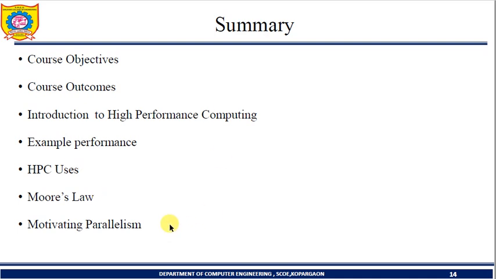And lastly, we have discussed the motivation for parallelism. What is the motivation for parallelism? There are three motivations we have discussed: the computational power argument, from transistors to FLOPS, then the memory or disk argument, and lastly the data communication argument. So these are the three different motivations for parallelism.